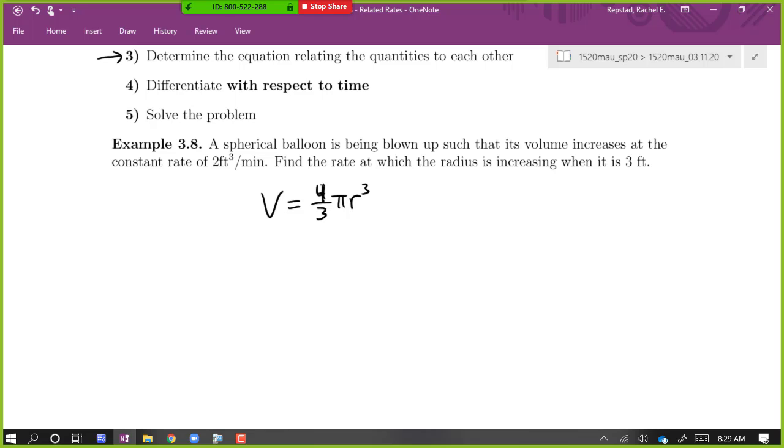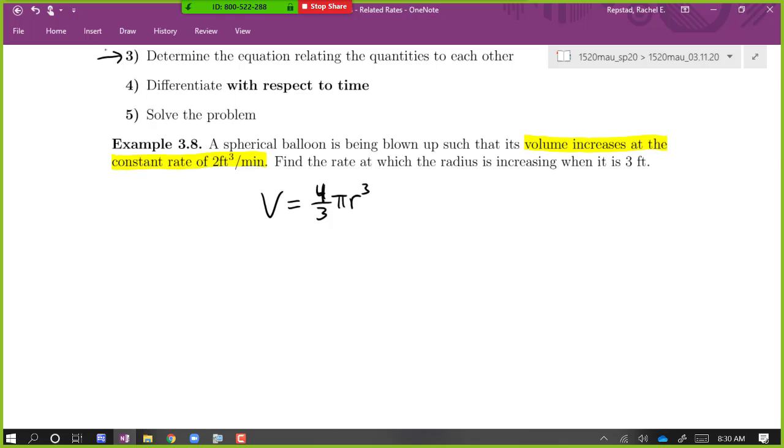Before I think about differentiating, I just want to figure out what did they tell me? What do I want to find out? They say that the volume increases at the constant rate of 2 cubic feet per minute. That's a rate. And if there's one thing that we get out of a first semester calculus course, it's that a rate is a derivative. A derivative is a rate of change. So when they tell us the rate at which something's changing, they're telling us its derivative.